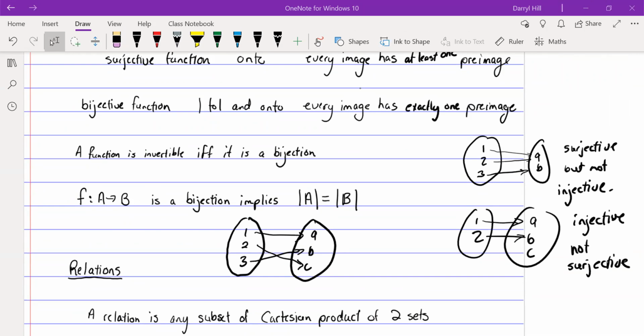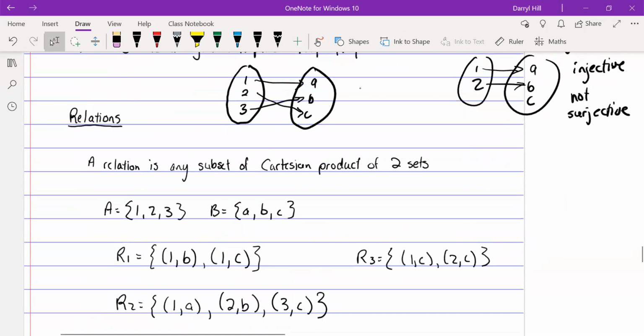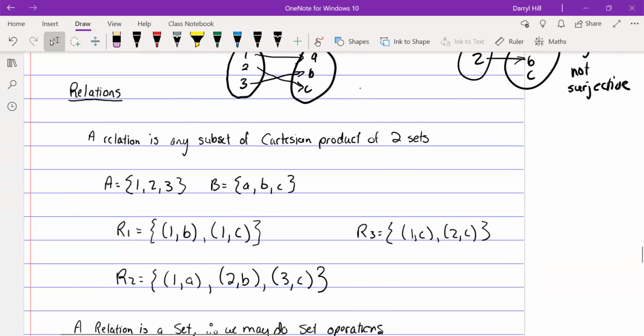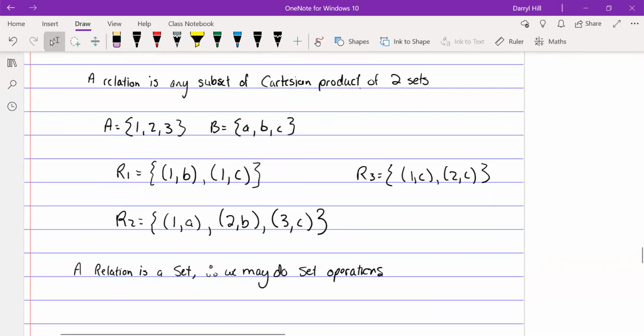Okay, so relations. A relation is any subset of the Cartesian product of two sets, right? So if I have two sets, A and B, then the set of tuples (1, B) and (1, C) is a relation on A and B, which we labeled R1 here. R2 could be 1 to A, 2 to B, 3 to C.